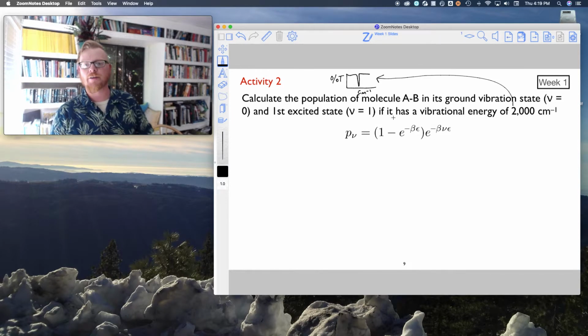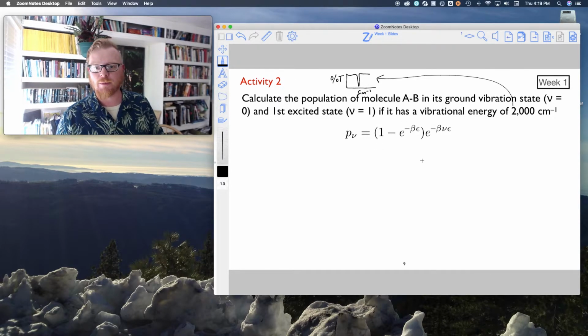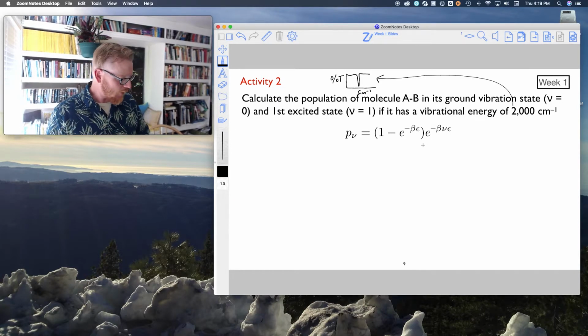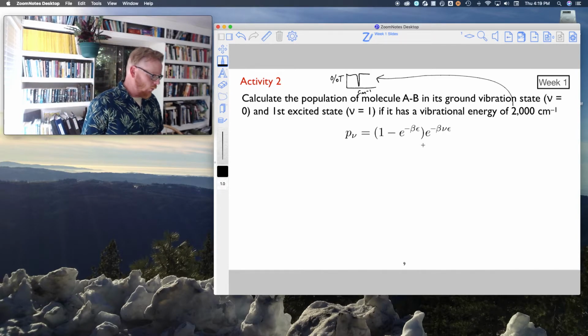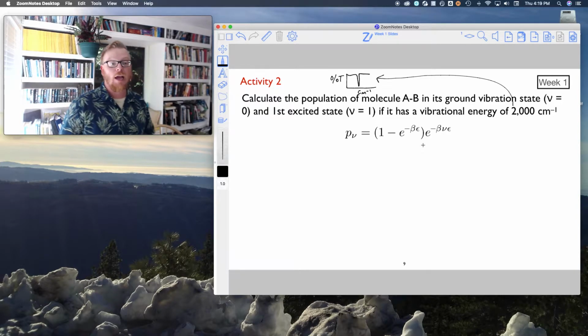So here I've drawn up the molecular partition function that we just discussed, all right? And my nomenclature should be somewhat consistent, okay? So we're going to go ahead and calculate this thing.